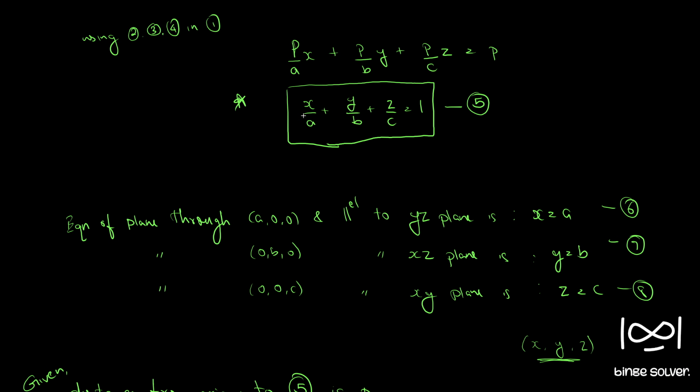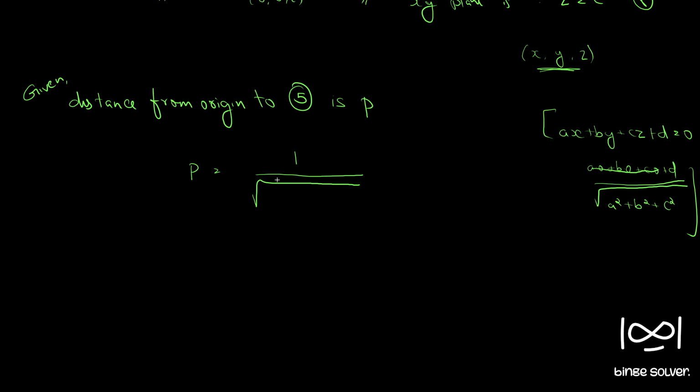So the direction ratios are 1 by a, 1 by b, and 1 by c. So the distance is 1 by root of (1 by a square plus 1 by b square plus 1 by c square), and this is equal to p. If we invert and square, we get 1 by p square is equal to 1 by a square plus 1 by b square plus 1 by c square. So this is the relation between a, b, c and p, the given. Let's call this 9.